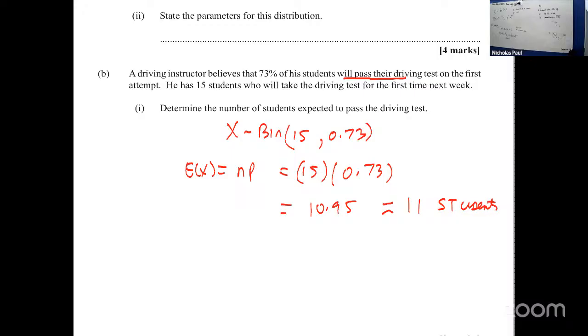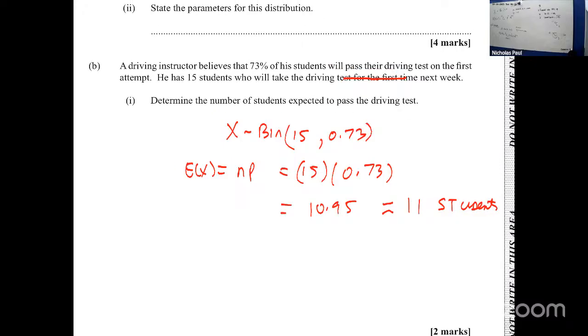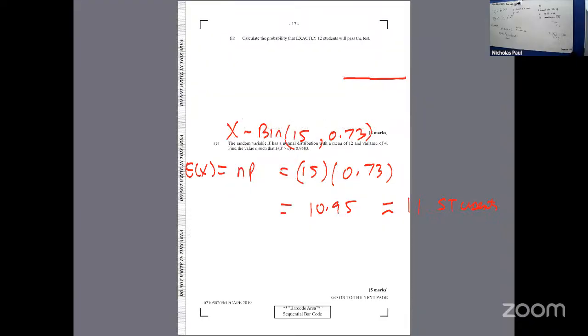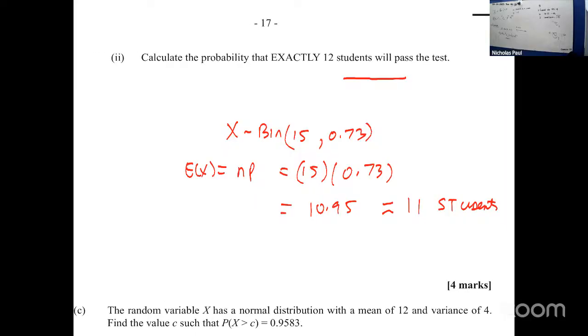Last part. Find the probability that exactly 12 will pass. I can't remember the year, but in one of the years they ask that exactly 12 will not pass. What will you do if the question says the probability that exactly 12 will not pass? Switch p and q. Very good. Look out for that. Those are the little things. Go ahead, check part 3 and we're done.